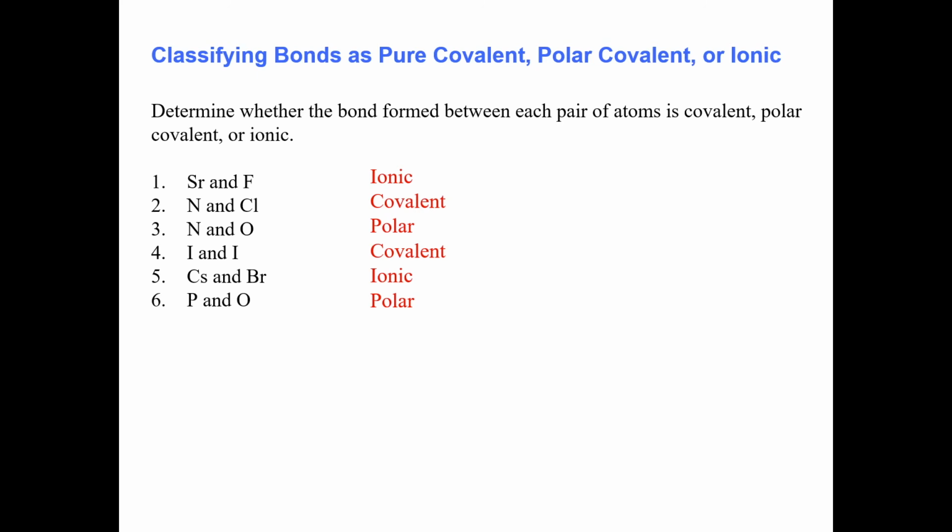Here you go. I'm not going to show you the math. I'm going to assume that you know how to subtract. So take those differences and compare them to what's laid out for you in table 10.1. And here you can see the types of bonds between the pairs of atoms.